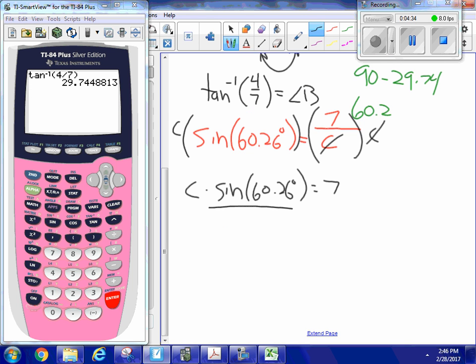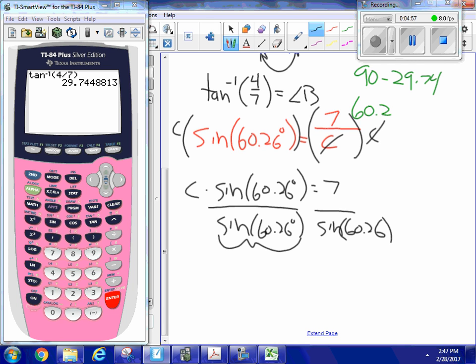And I think I'll divide by sine of 60.26 degrees. Remember, sine of something is just a number, so I can divide by it. I can't divide by 60.26 alone. That's just the argument of the sine function. I have to divide by the whole thing, sine 60.26 degrees.